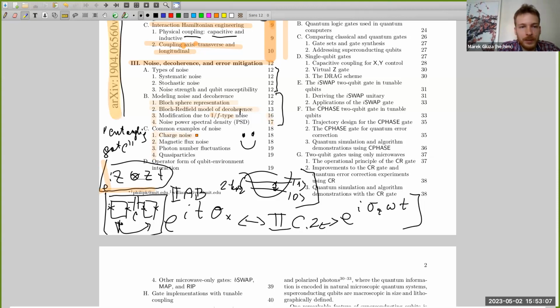So charge qubits came in the beginning, I believe, and charge is quite tough because some charge might tunnel into the system and then basically flip your qubit state. I would go as far as saying that maybe it's similar to what you would be dealing with in quantum dots. So maybe worth, as a physicist, knowing what was going on for the charge qubits and so on. Then magnetic flux noise is important because that's maybe some noise that we are dealing with, for example, in flux qubits and so on. Photon number fluctuations.